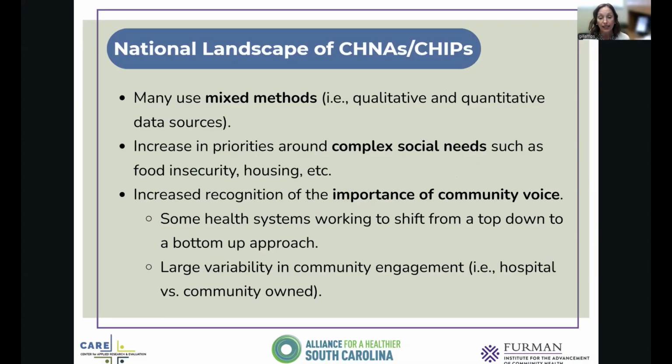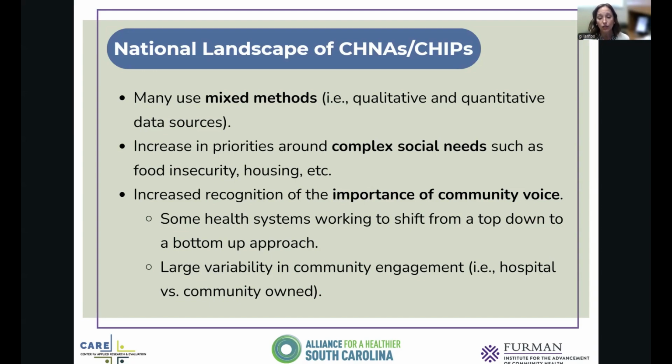What we're seeing is that there's a lot of similarities in how data is collected by healthcare systems. Oftentimes, they're using mixed methods, which means collecting both quantitative and qualitative data, and that many healthcare systems' priorities now are including non-medical drivers of health. So as part of their prioritization, those complex social needs such as food insecurity, housing instability, transportation are rising to the top as priorities that need to be addressed in the community.